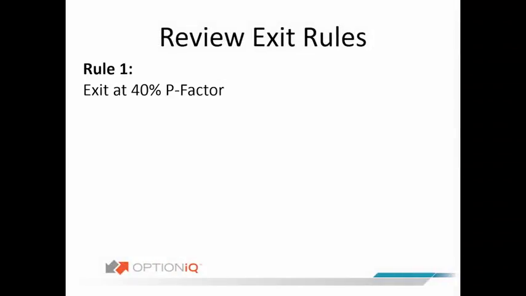As far as our exit rules go, very simple. Each day we're going to exit the trade if it reaches a 40% probability factor. I shouldn't say each day.